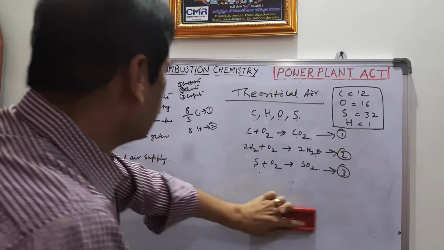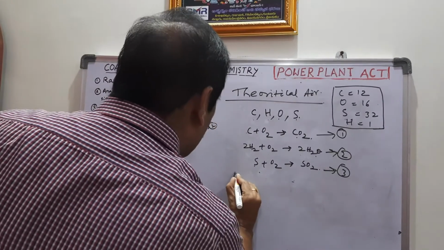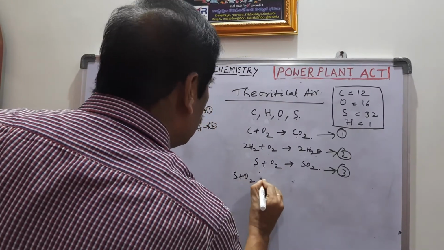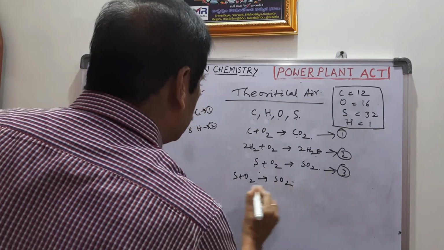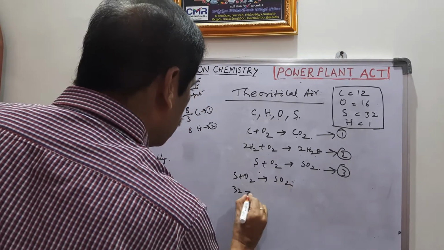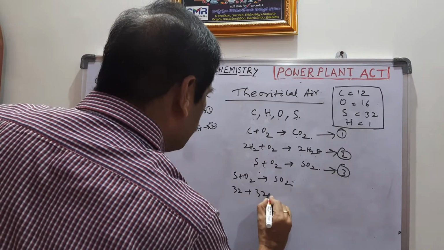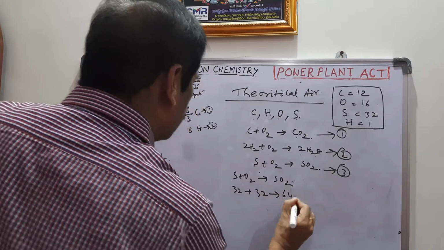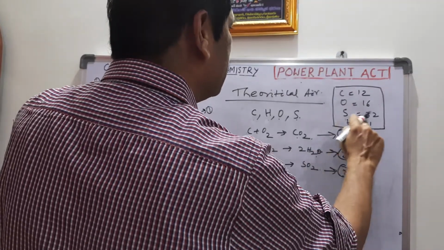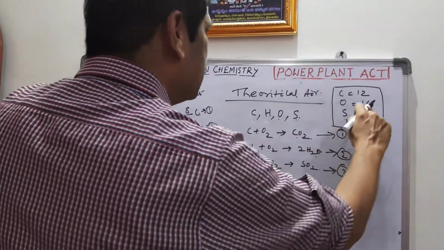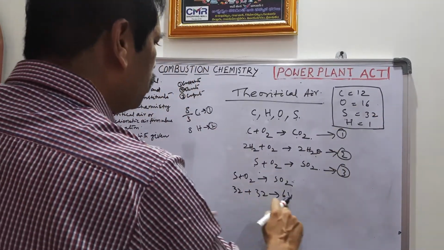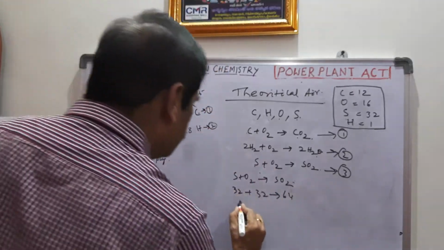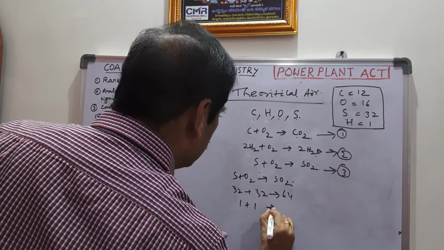Then find out the third one. S plus O2 becomes SO2. Here, 32 plus 32 is equal to 64. 32 means sulfur is 32 and oxygen is 16, so O2 is 32 and SO2 is 64. So 1 plus 1 equals 2.